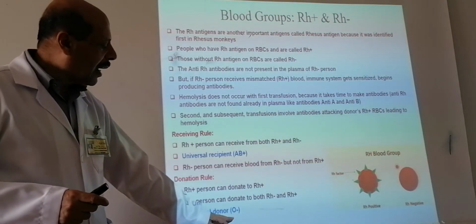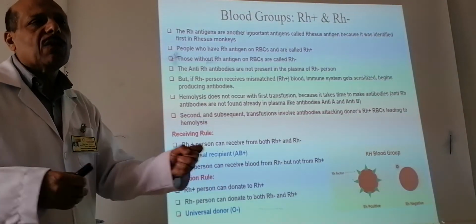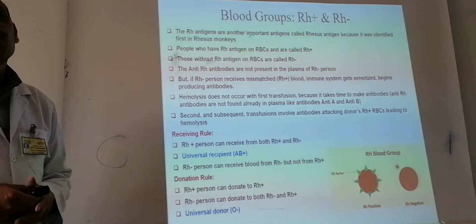So the O negative is the universal donor; it can give to all.